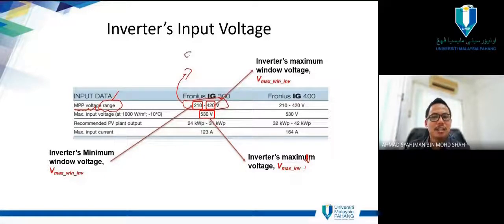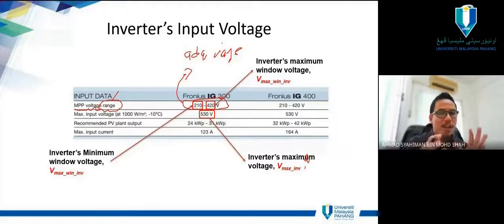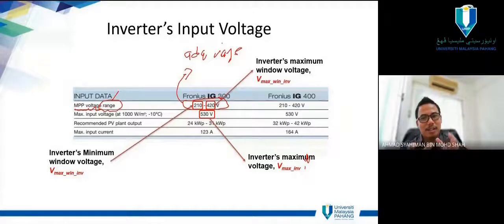Dia ada range. Okay, ada range. From 100 to 100. Itu is very easy way to trace the MPP voltage. If they write right, of course, no problem lah. MPP voltage ke, inverter input voltage ke. So this is how we trace. We have to find for this.